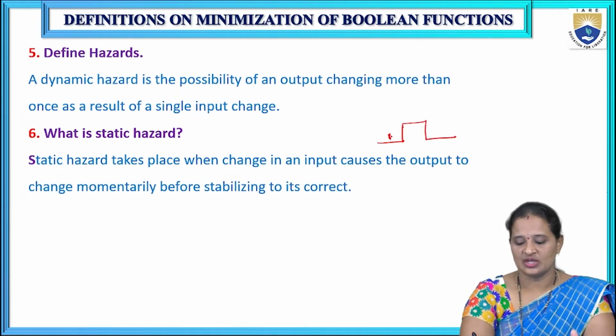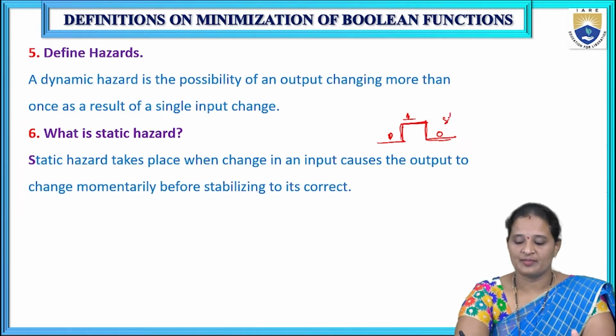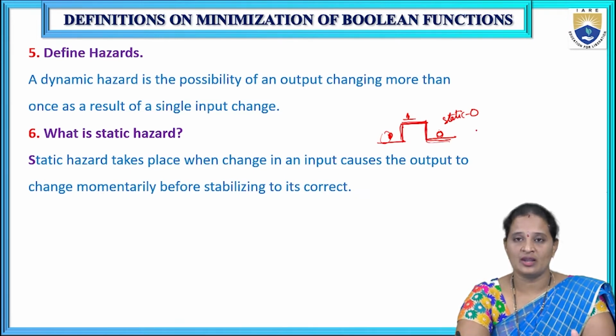So here this is 0, 0 and this is 1. The output has to remain 0 even for the changes in the input, but momentarily it goes to logic 1 and again comes back to logic 0. This type of static hazard is called static 0. Actually it has to stay in logic 0 state, but momentarily it goes to logic 1 and comes back.